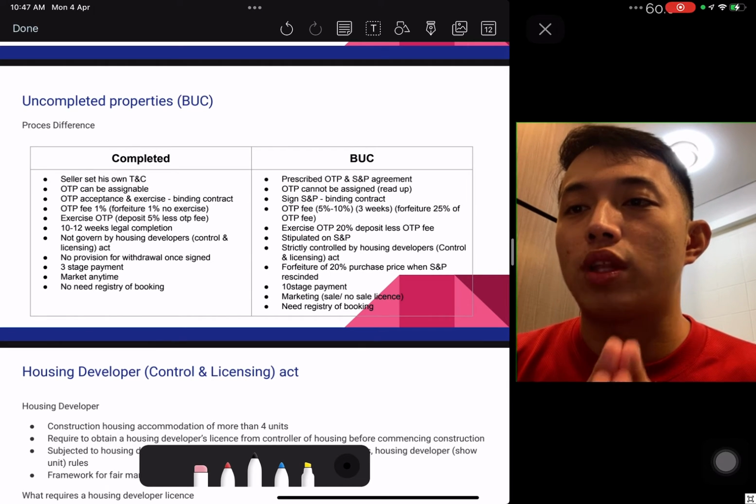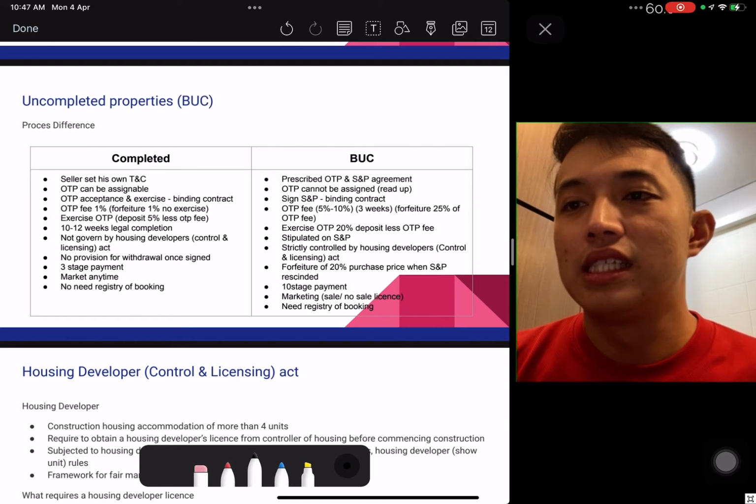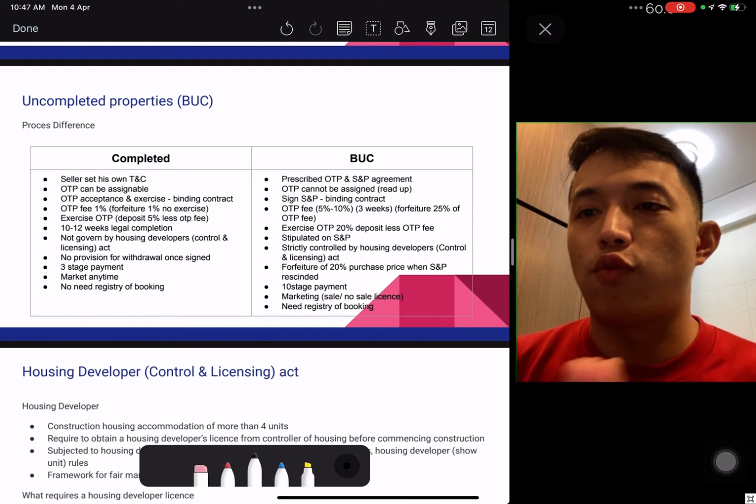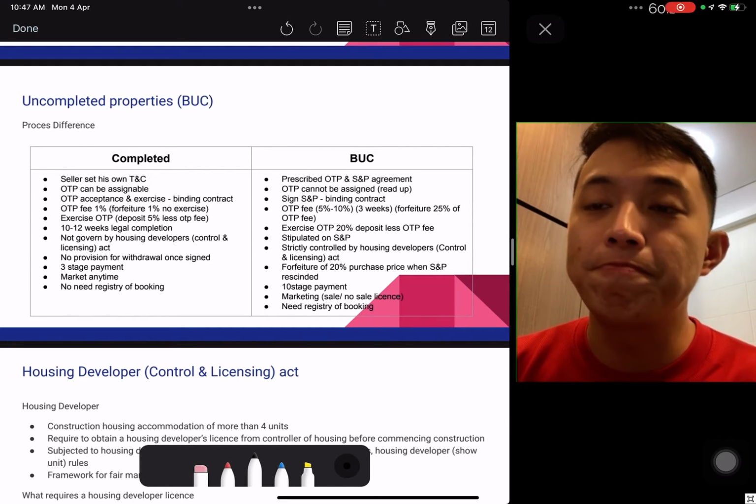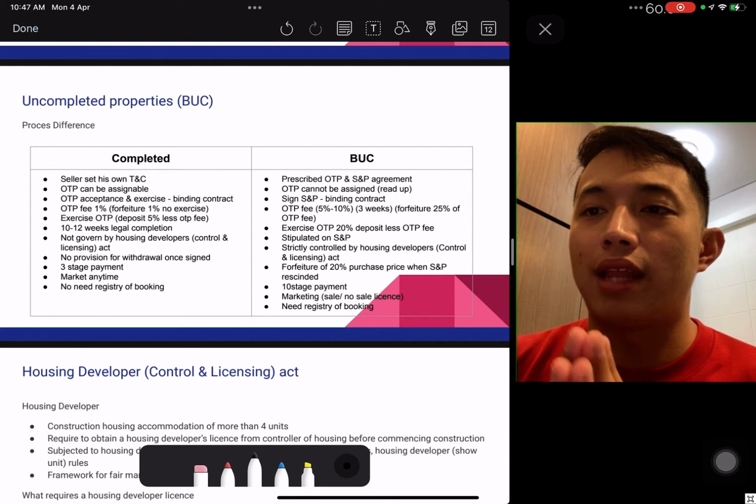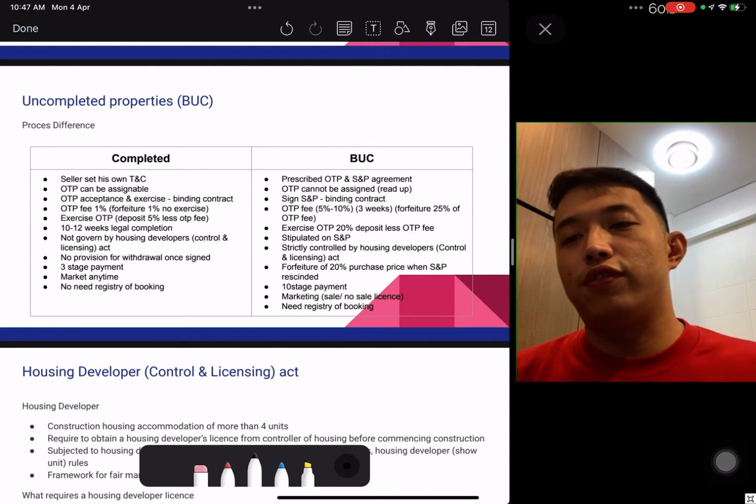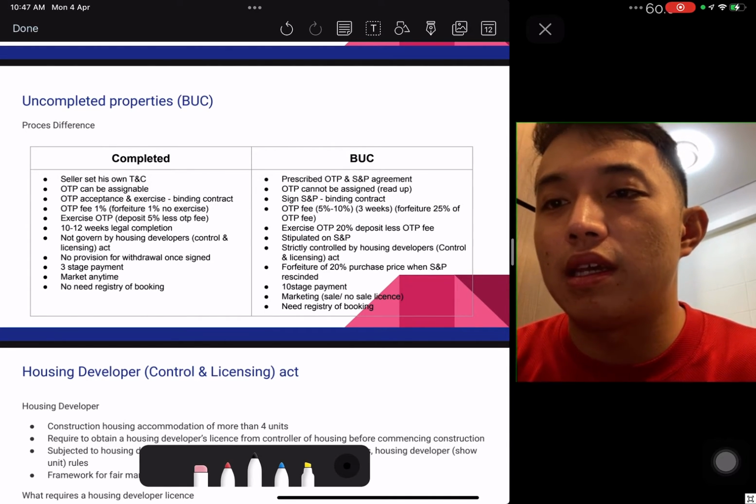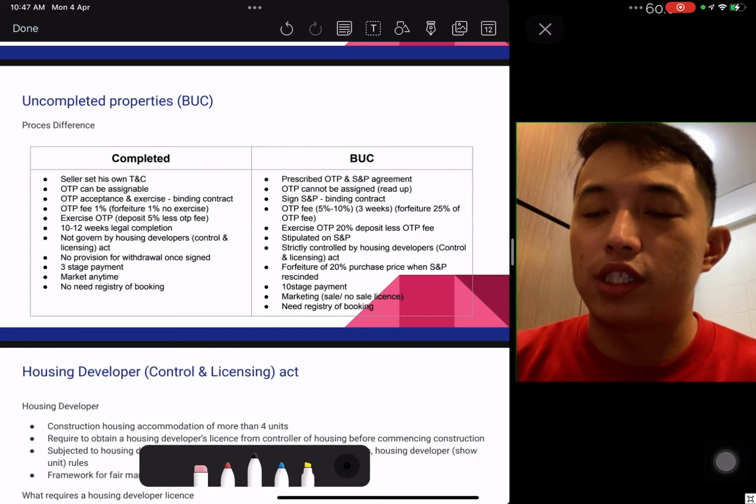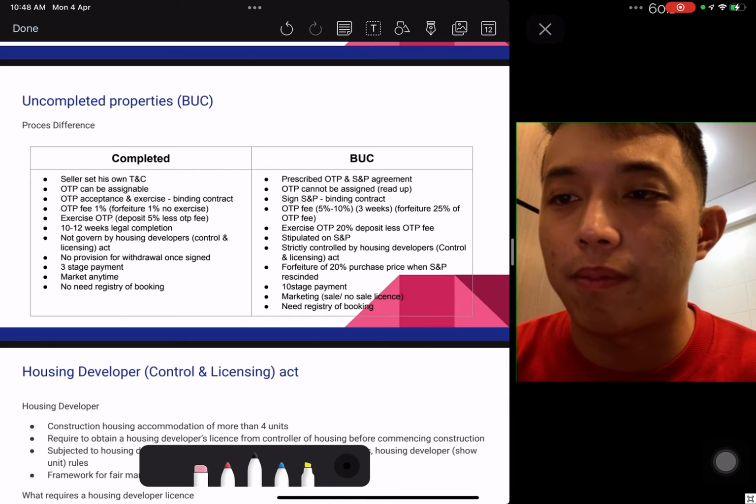OTP must be 20%, excluding the OTP price, and depending on the progress of work done, because it will be a progressive payment. The marketing has to be controlled under the Housing Development Control and Licensing Act. If you're forfeiting the contract on SMP, you will forfeit 20% of the purchase price of the property. There will be a 10-stage progressive payment schedule.